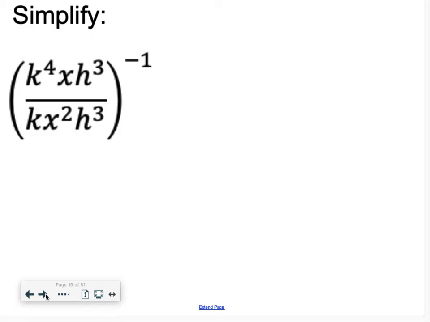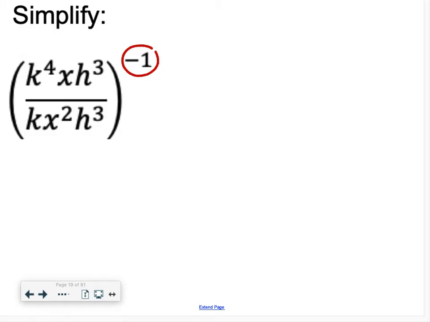So if it says simplify using your exponent rules, take a look at this first. I just want to talk about all the options that you have. So first and foremost, this is clearly raised to a negative exponent. That's probably screaming at you the most, but maybe not.